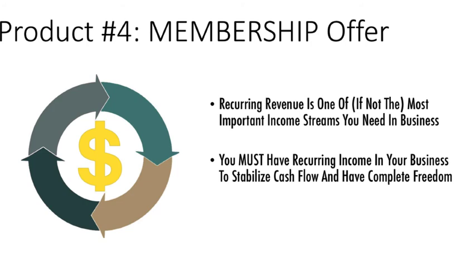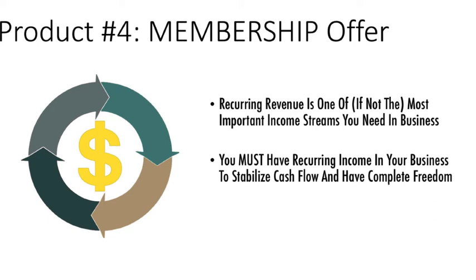So product number 4 is a monthly membership offer. So this is recurring revenue that you're going to be getting every single month. And this is probably one of the most important income streams that you can have in your business, because once you get people on auto ship, right, and they're paying a monthly membership fee, this is autopilot money, guys.